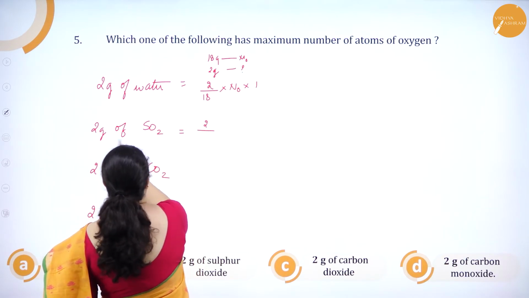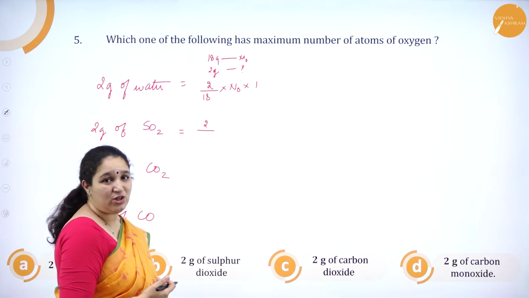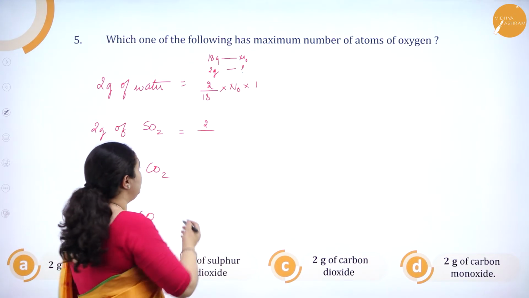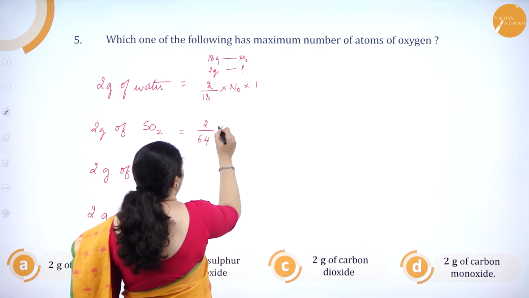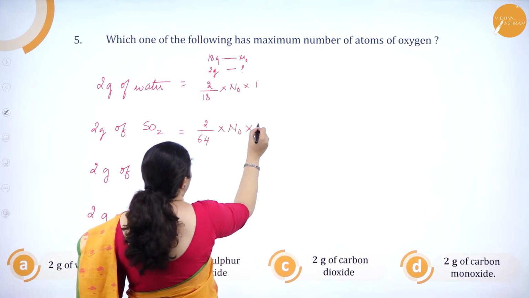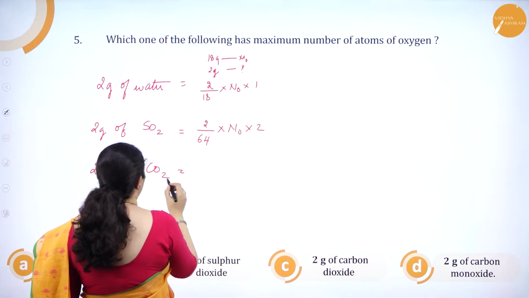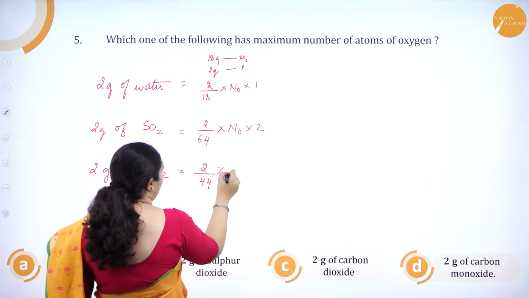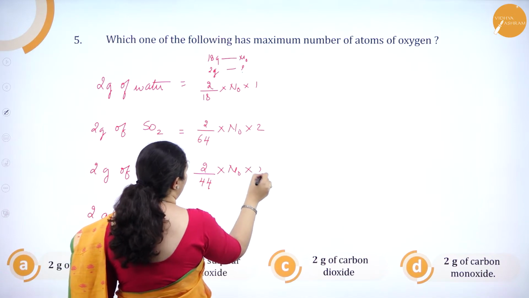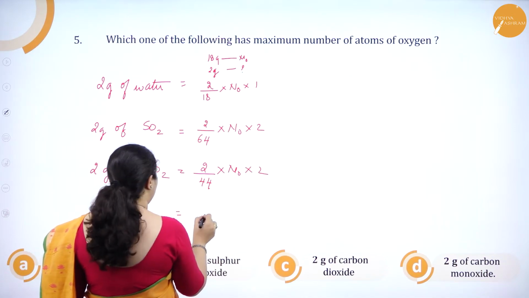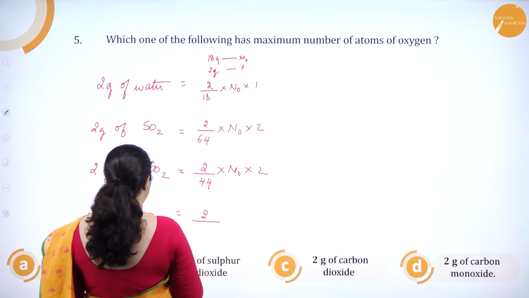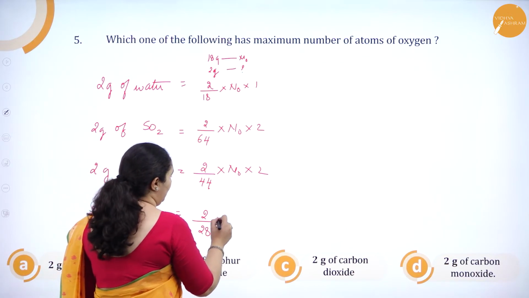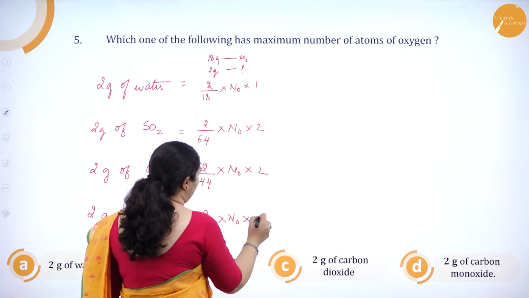2 divide by sulfur dioxide molecular mass as 32 plus 32, that is 64. So it is 64 into N0 into 2, as 2 oxygen atoms are present. Similarly, carbon dioxide, 2 divide by 44 into N0 into 2 again, and you have this, 2 divide by 12 plus 16, that is 28, into N0 into 1.